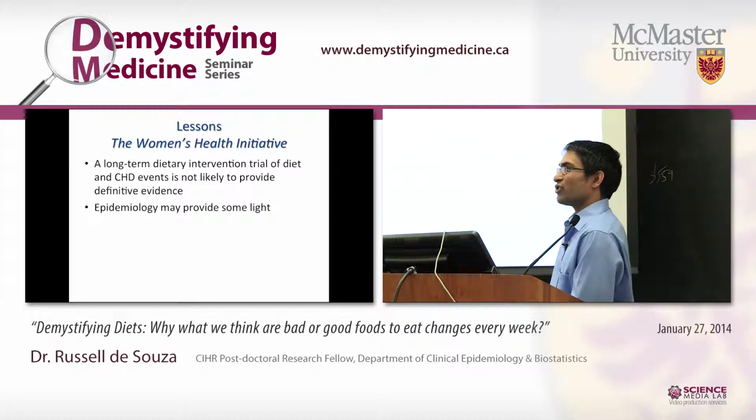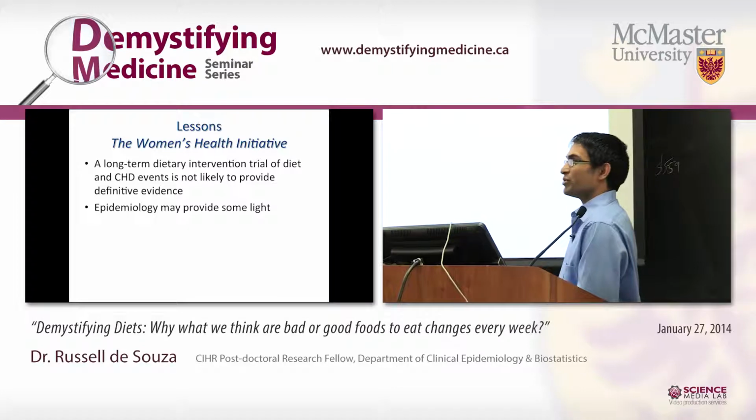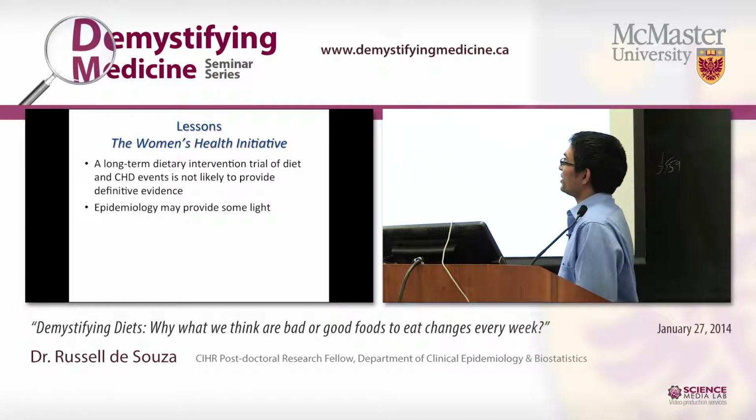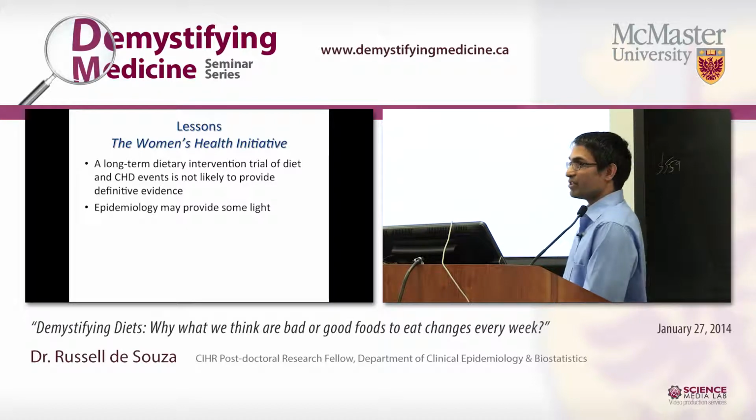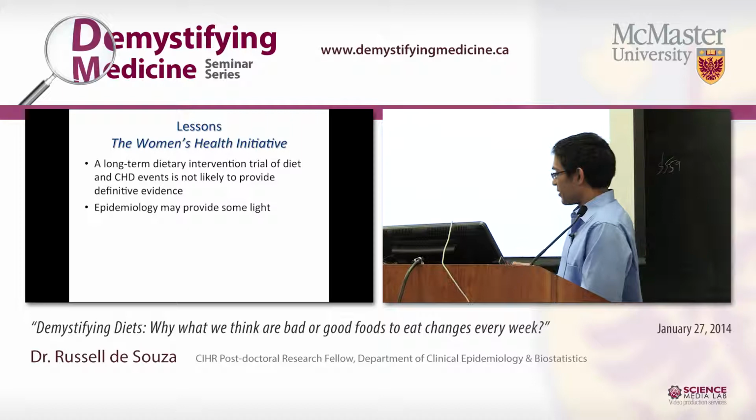So what this study taught a lot of us is that after $2 billion spent, a long-term dietary intervention trial of diet and CHD is not likely to provide definitive evidence. Now, PREDIMED did reverse this a little bit, and they were pretty effective. But I think that for a large portion of the diet disease hypotheses, randomized trials pose specific challenges.